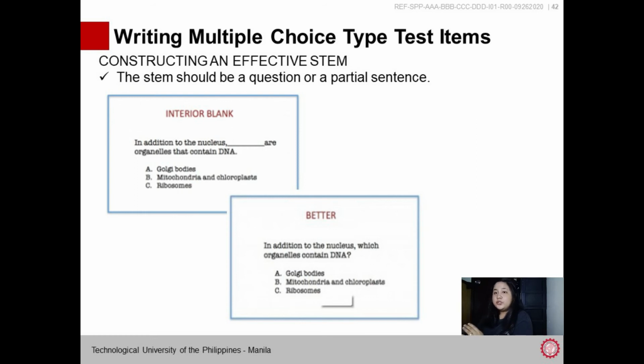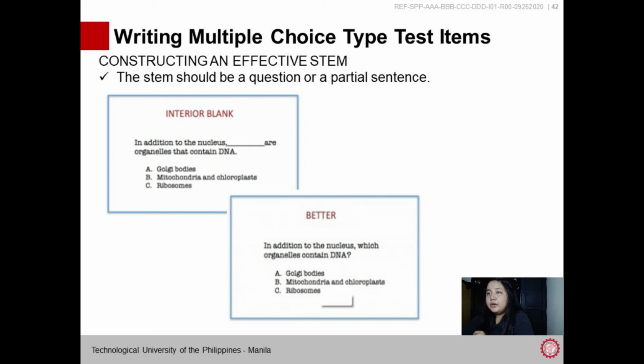So, next slide. So, constructing an effective stem. So, sa pagko-construct ng effective stem, kailangan sumasagot siya sa tanong or the stem should be a question or a partial sentence. So, should be a question. So, kailangan sumasagot siya sa tanong na who, what, when, where, why, and how. So, kapag gusto mo namang gumamit ng sentence, hindi mo kailangan ilagay yung isang buong sentence. Okay?